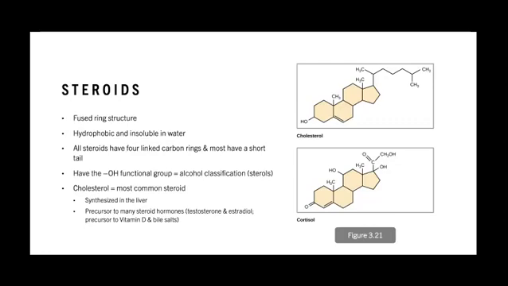So one of those will be cholesterol, and that is our most common steroid. We synthesize it within the liver, and it serves as a precursor for a lot of the steroid hormones we will make in our body, such as testosterone and estradiol that would be created from the testes or the ovaries, and they'll serve as precursors to things like vitamin D and bile salts. Bile salts, if you have heard of before, will help to emulsify fats, which will then be more easily absorbed by our cells.